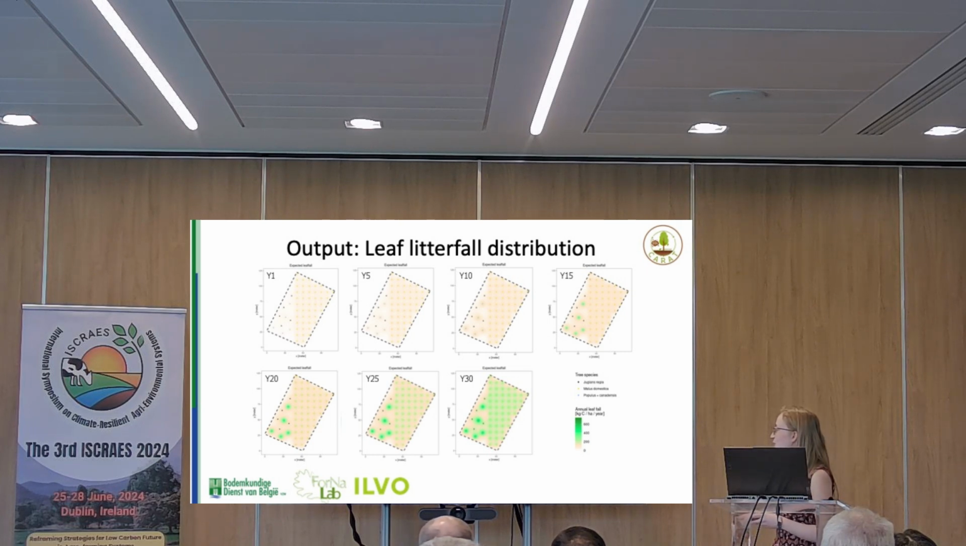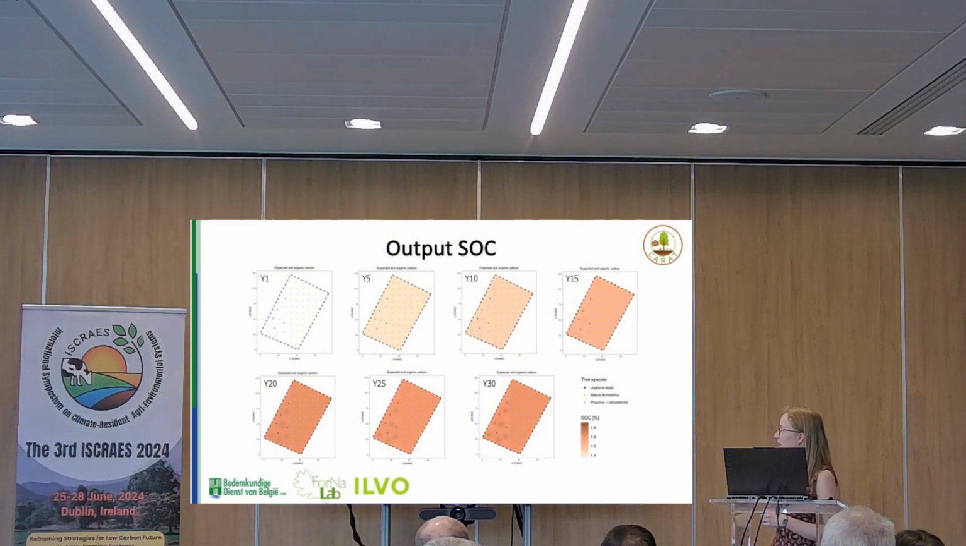Also, you can see a difference between the different tree species. Like here, you can see the poplar trees have a higher litter fall than the walnut. They have less litter fall. Then the next slide, here you can see the output as soil organic carbon content that will increase throughout the years, again, from year 1 to year 30. And a darker color represents a higher soil organic carbon content. So again, here you can see the differences between the different tree species throughout the years.